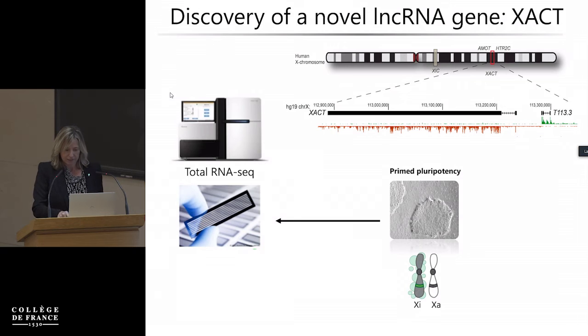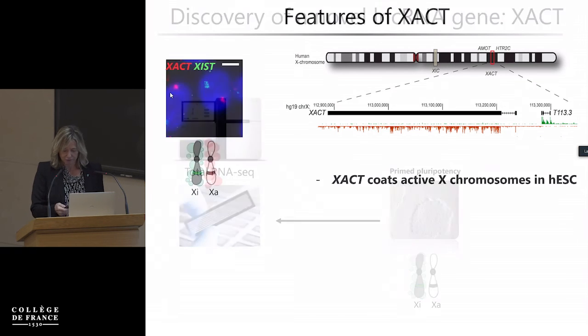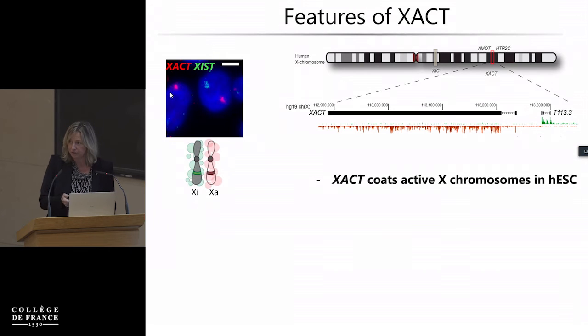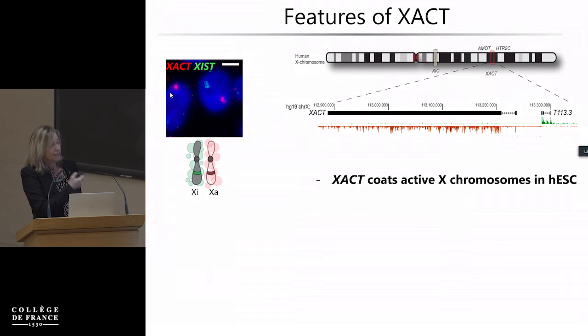And why we got interested in this transcript was because when we looked at the expression of this gene at the single cell level by RNA FISH, we found that this transcript is able to coat the X chromosome, a bit mirroring what XIST is doing, except that it is coating the active X chromosome in these primed embryonic stem cells, while XIST is coating the inactive X chromosome. So it was one of the first long non-coding RNAs to display this ability to coat the chromosome besides XIST.